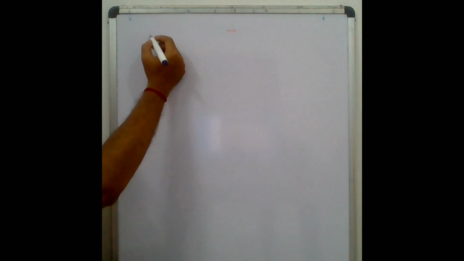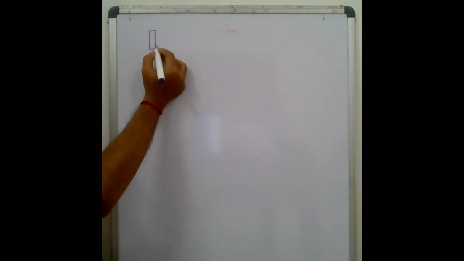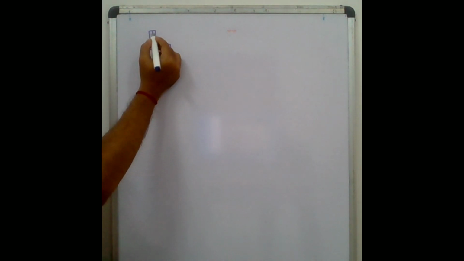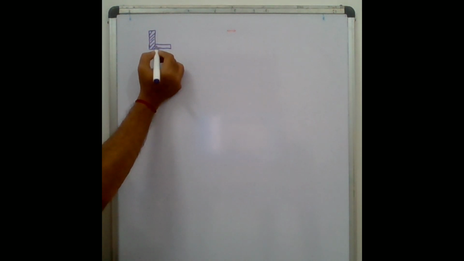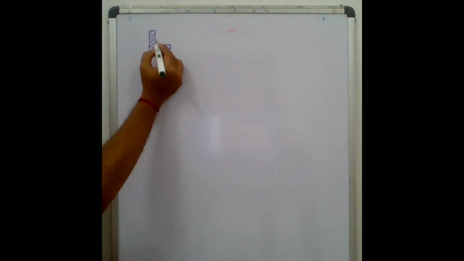Hello friends, today we will discuss welding symbols and how to represent them on a drawing. Let's say we have two plates to be welded together. So this is one plate, this is the second plate, and if I want to weld it at the corner like this, then how to represent this?